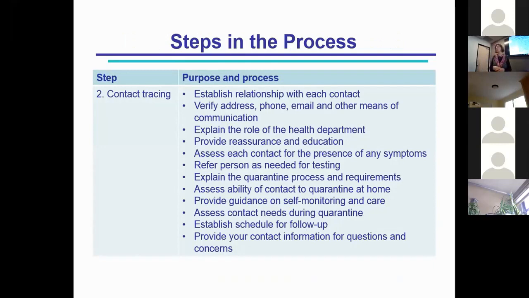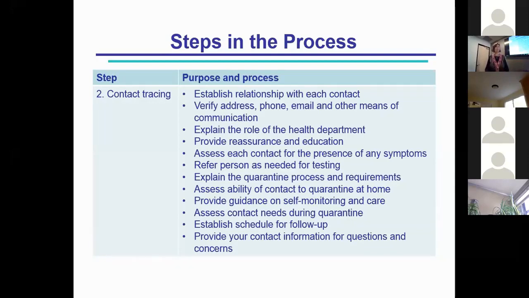Okay, and then once we generate that list of contacts and you have prioritized who you want to talk with first, we're going to go to the contact tracing part of this, or contact investigation, depending on how you want to say it. I think tracing is a little bit nicer than investigation, so that's why I say that. Again, we're going to establish a relationship with that person. We're going to verify their contact information, explain the role of the health department in this process, give them some reassurance and education about COVID-19, assess them for the presence of any symptoms and educate them about what the symptoms are, referring people as needed for testing if they have any symptoms, then explaining the quarantine process and requirements, and we'll talk a little bit more in detail about the difference between quarantine and isolation.